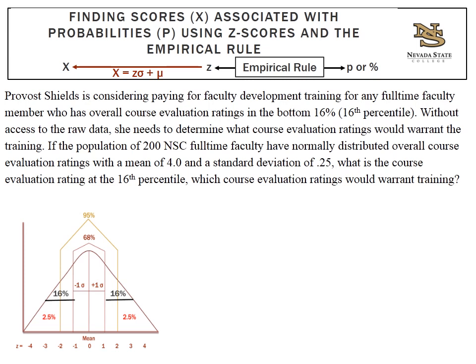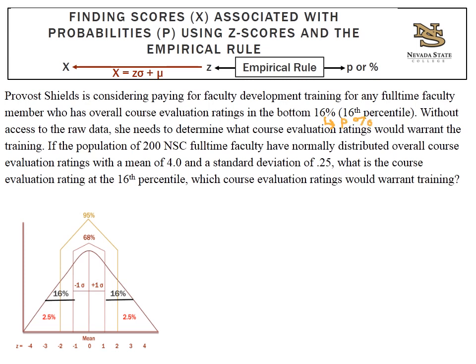All right, so let's break this down so we can use that beautiful formula. Provost Shields is considering paying for faculty development training for any full-time faculty member who has overall course evaluation ratings in the bottom 16%. So anybody who has an evaluation that represents those with that score or lower, 16% of people have that score or lower, 16th percentile. All right, so this is going to be kind of our P or our percentage.